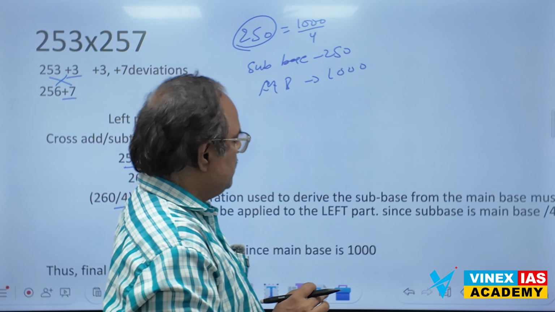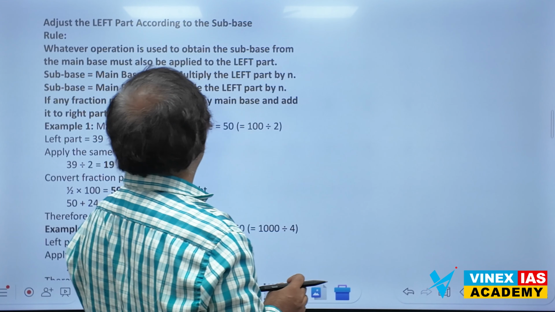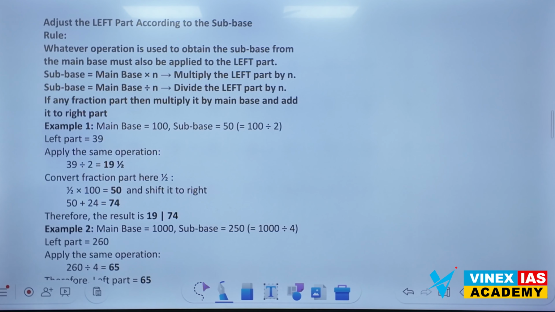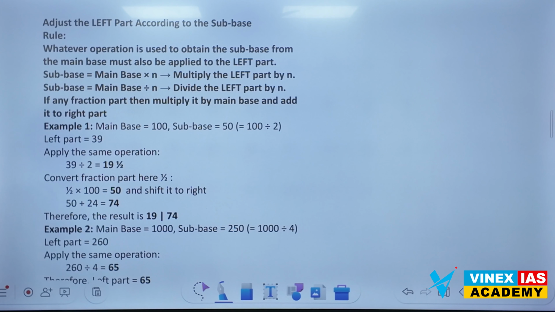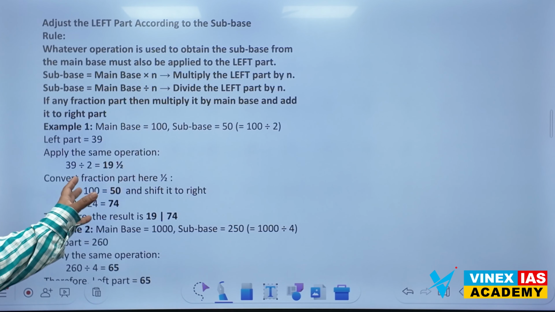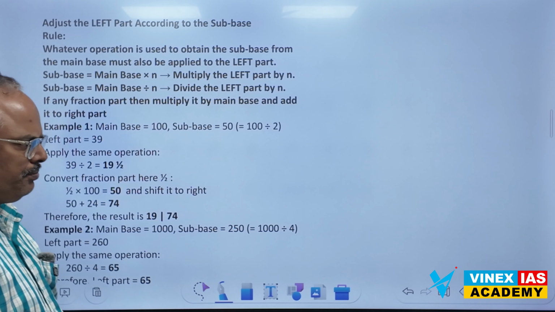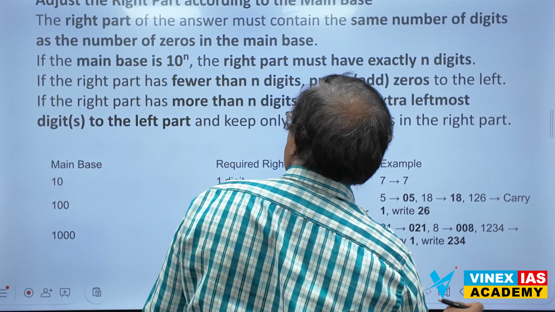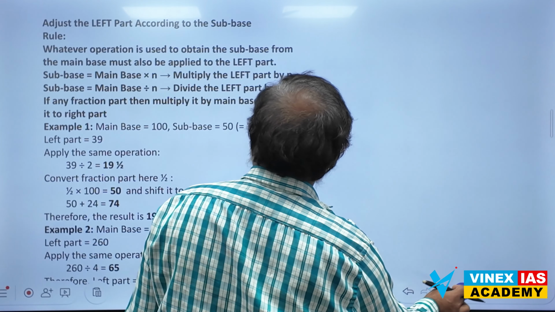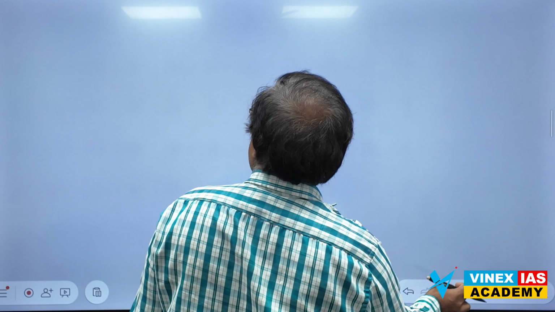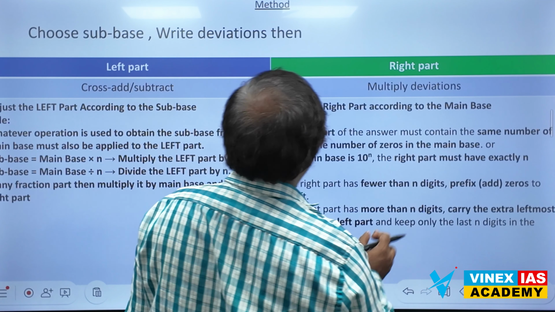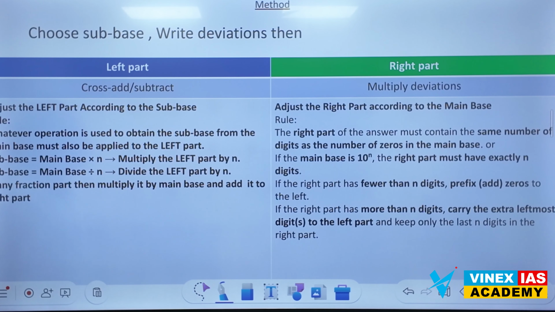So is it clear? Let's have another example. So let's see what are the main operations we use to get it done. We have to adjust the left part according to the sub bases. So if main base is 100, we have to maintain 2 digits on the right side and so on. So this is our final procedure.